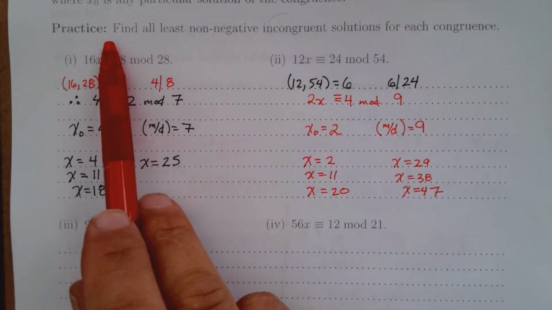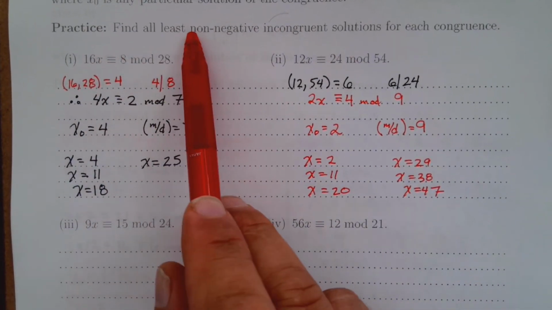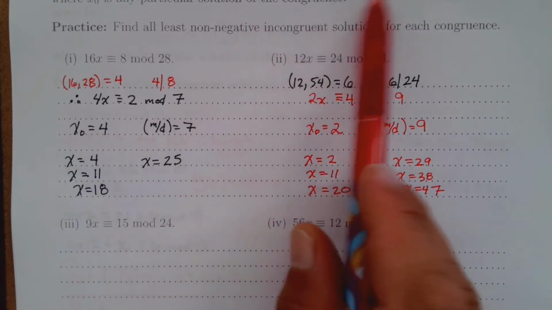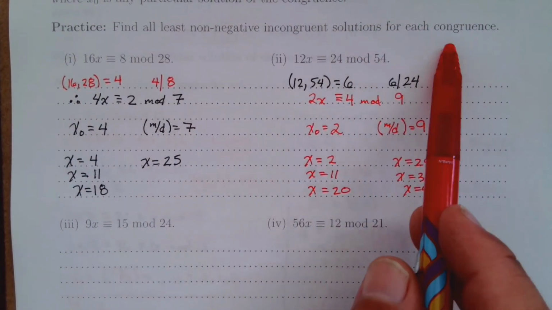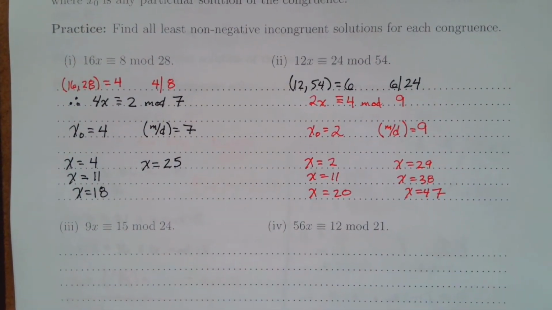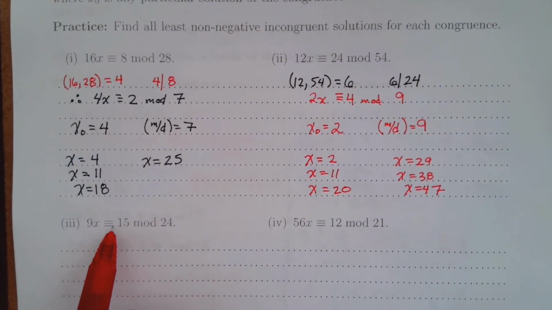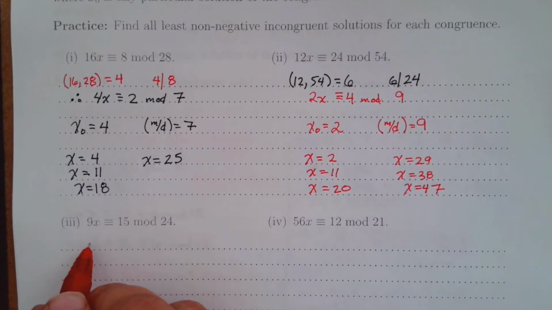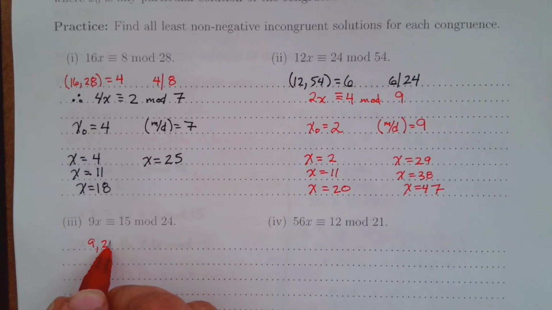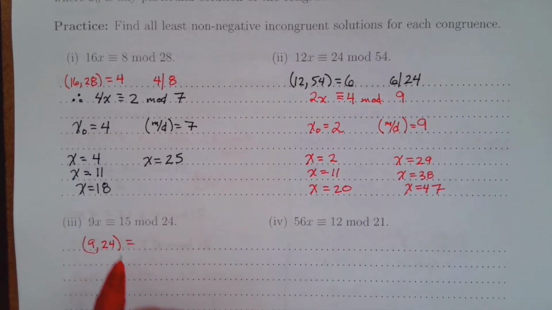Here we're doing some practice problems on finding all least non-negative incongruent solutions for each congruence, or each equivalence relation. We're going to solve 9x is equivalent to 15 mod 24. We need to find the greatest common divisor of 9 and 24.